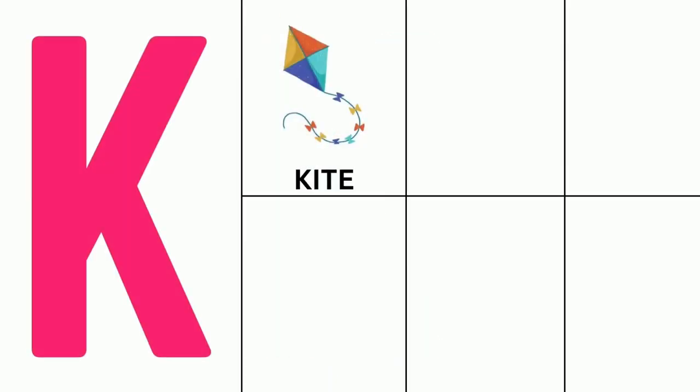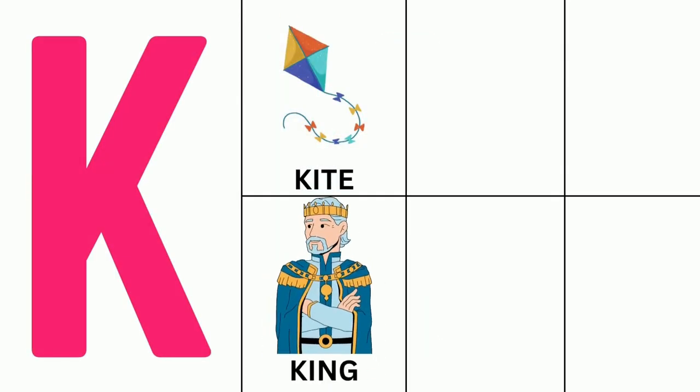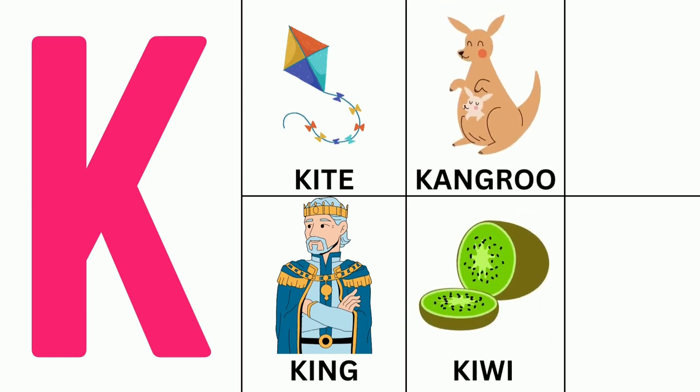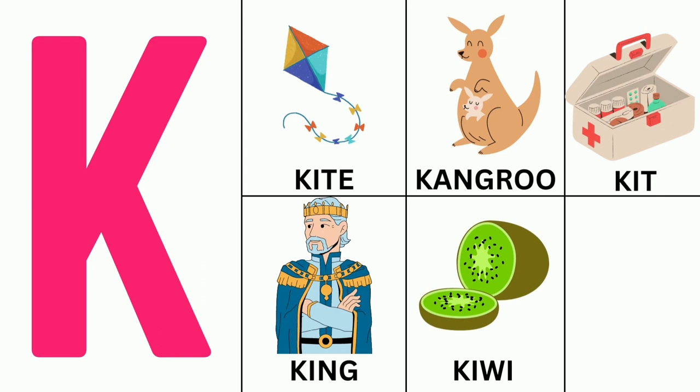K. Let's learn the words that start with K. K for kite. K for king. K for kangaroo. K for kiwi. K for kit. K for knife.